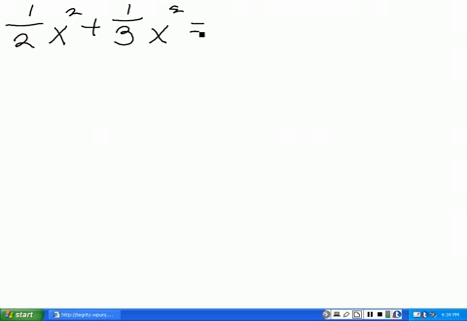Okay, we're going to do another example with the method of false position. So we have some problem. Let's say we know that 1/2 of x squared plus 1/3 of x squared happens to equal 3,000. We want to solve this.